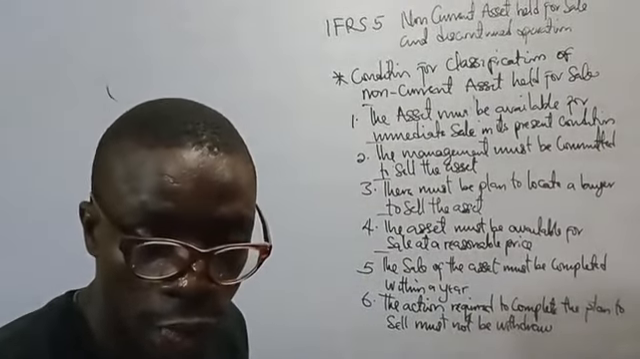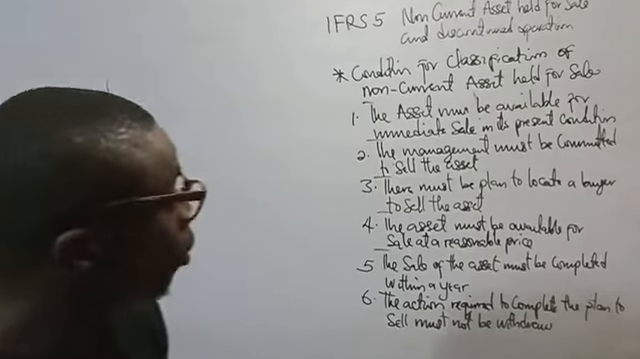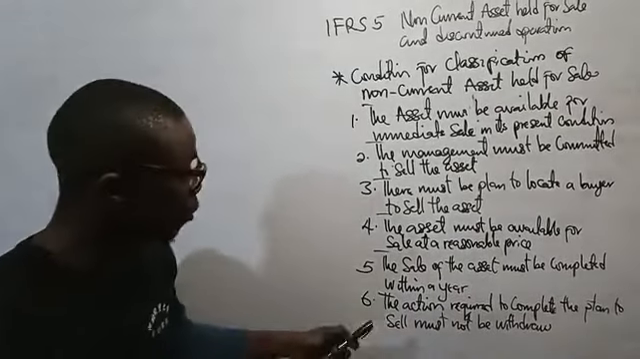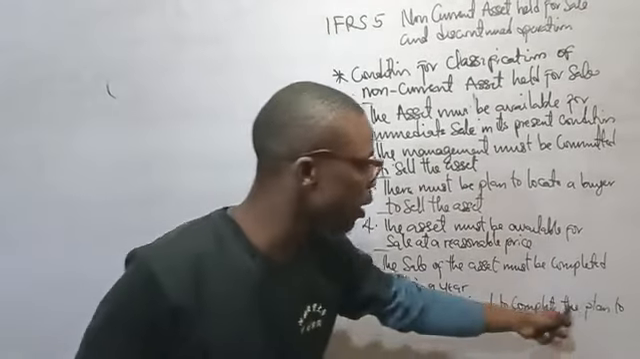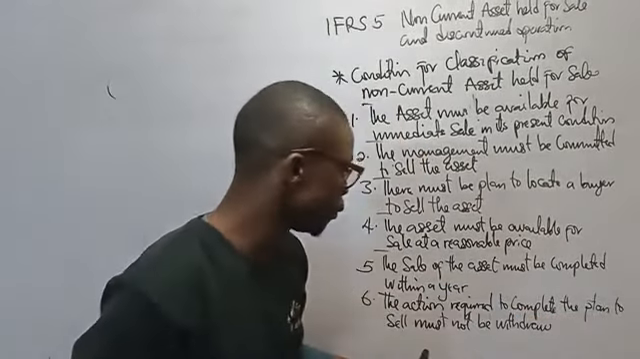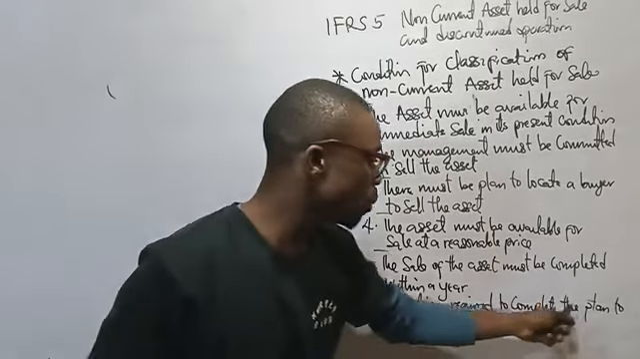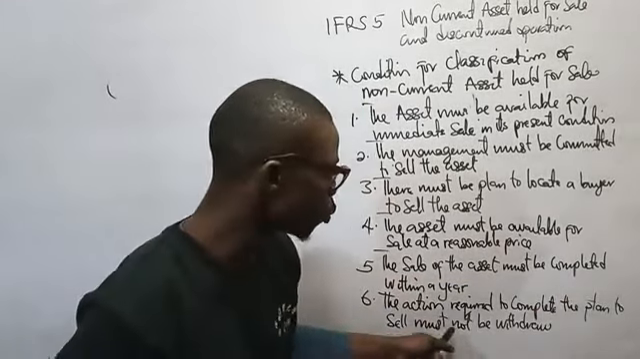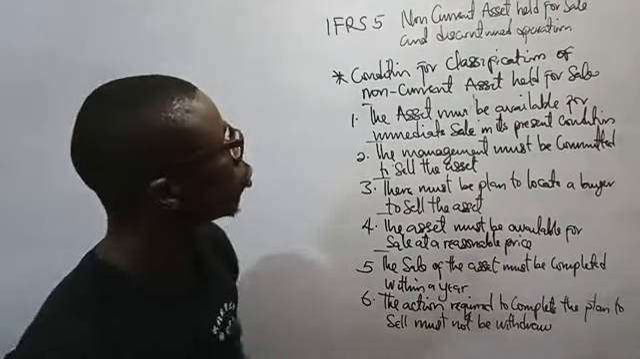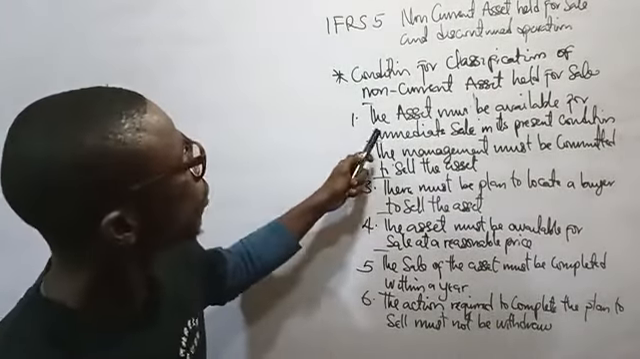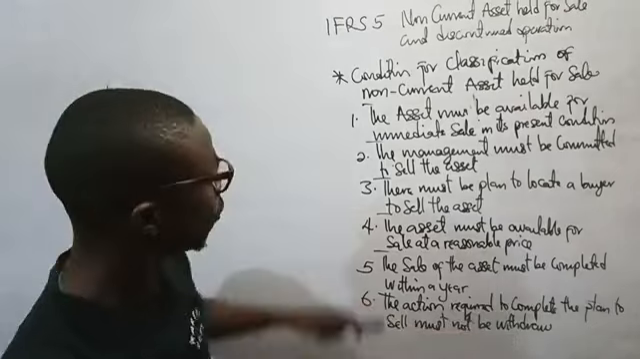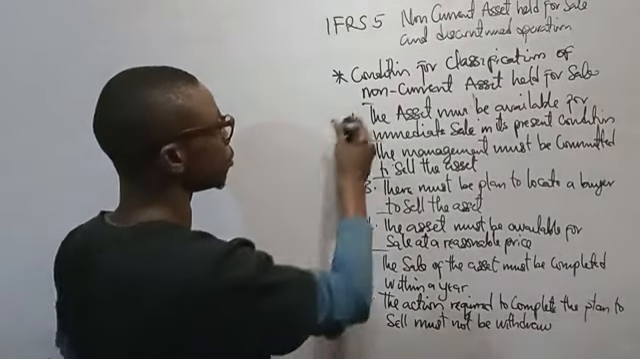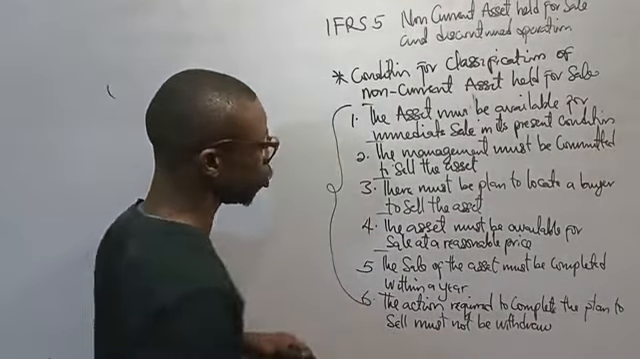Condition number 6: the action required to complete the plan to sell must not be withdrawn. So let me explain it now. That means for an asset to be classified as held for sales, all these 6 conditions must be met.